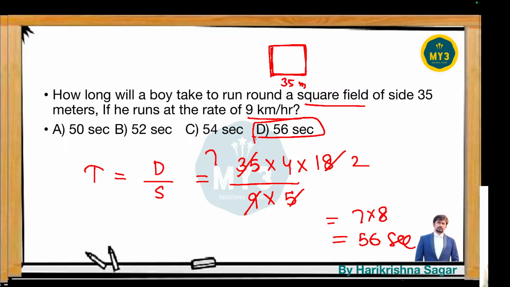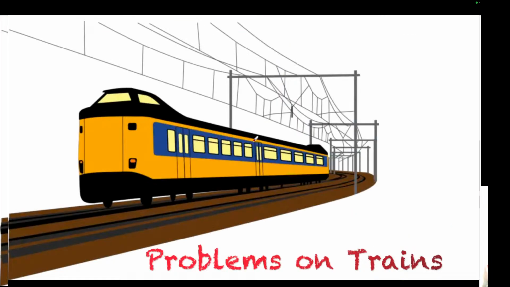So that is the first type. In the first type, there is one unknown quantity, but make sure that you just need to convert into one form to mark the answer. And similarly, you will see the same questions in trains.